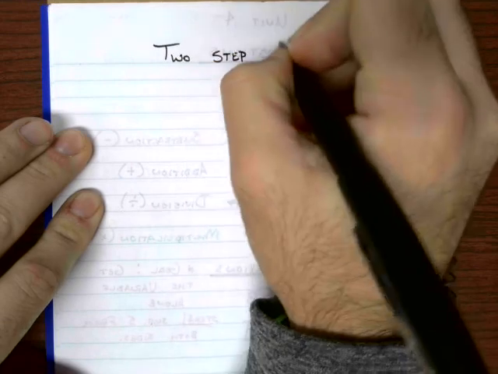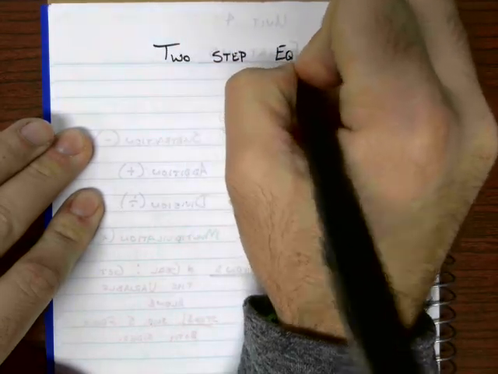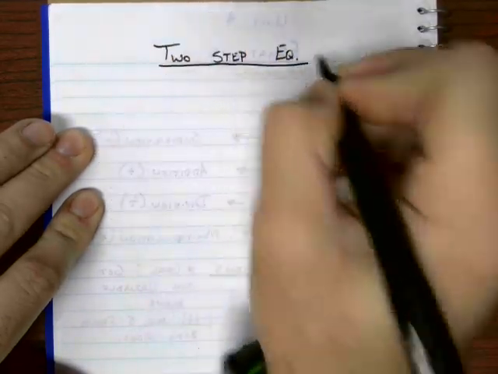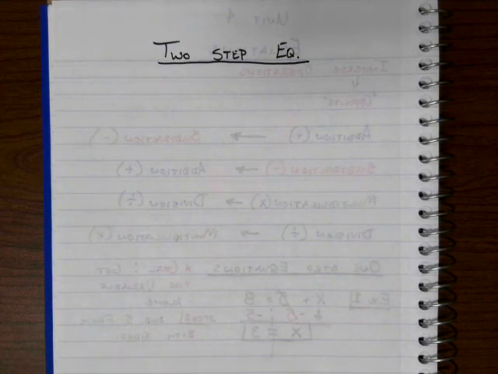Now, two-step equations can be confusing because it kind of goes against everything you've been taught as far as order of operations. Okay, order of operations, we do parentheses, exponents, you do multiplication, division, then addition and subtraction. But with two-step equations, we're going to get rid of addition and subtraction first.